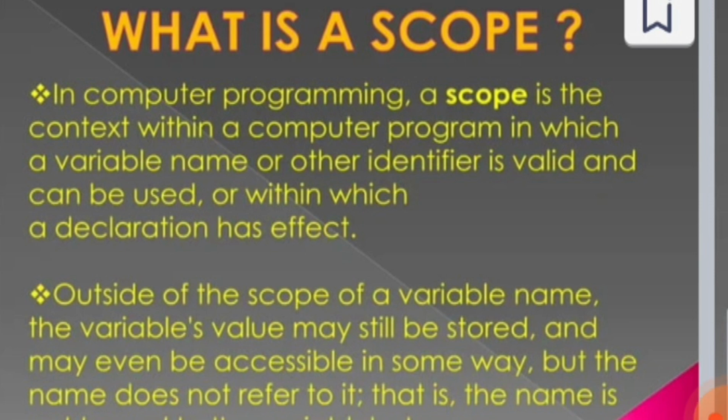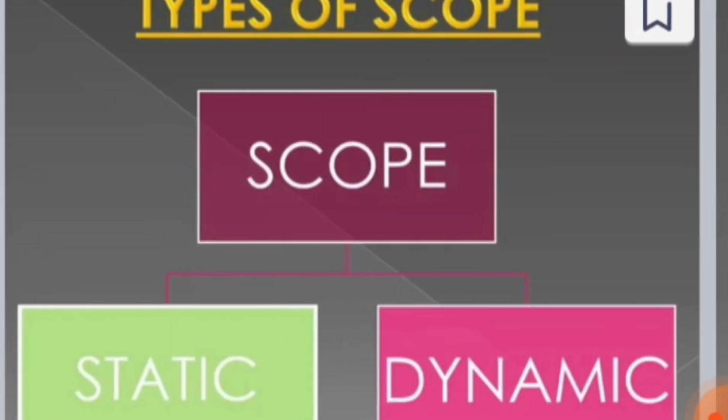Today we will discuss what scope is. In computer programming, a scope is the context within a computer program in which a variable name or other identifier is valid and can be used, or within which a declaration has effect. Outside of the scope of a variable name, the variable value may still be stored and may even be accessible in the same way, but the name does not refer to it. That is, the name is not found in the variable storage.